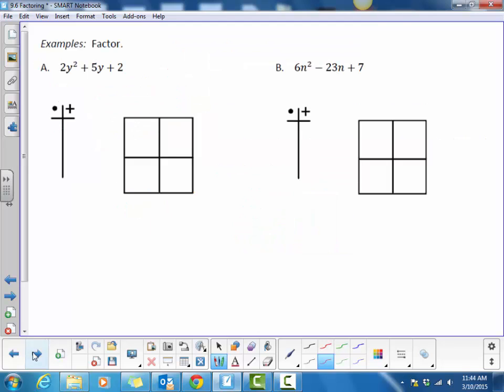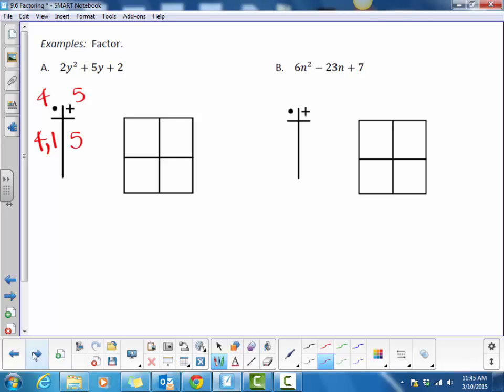So example A, 2y squared plus 5y plus 2. I need to fill out my times plus chart. So I need to multiply 2 times 2. So the value that I'm looking for on the times side is 4, and the value on the plus side is 5. Presley, what two factors of 4 multiply to equal 4 but add up to equal 5? Yeah, 4 times 1 equals 4, and 4 plus 1 equals 5.